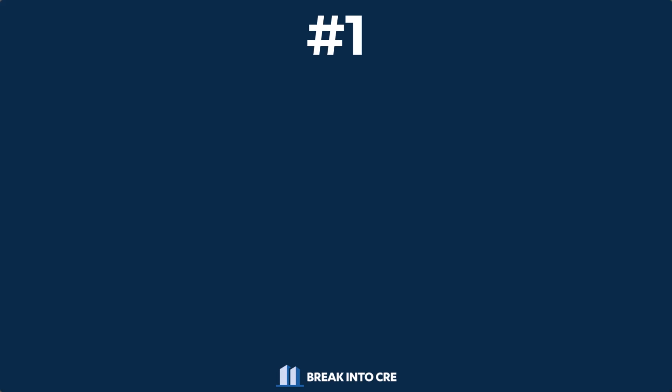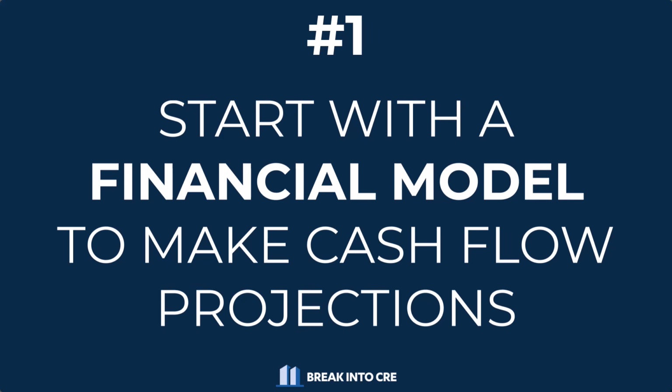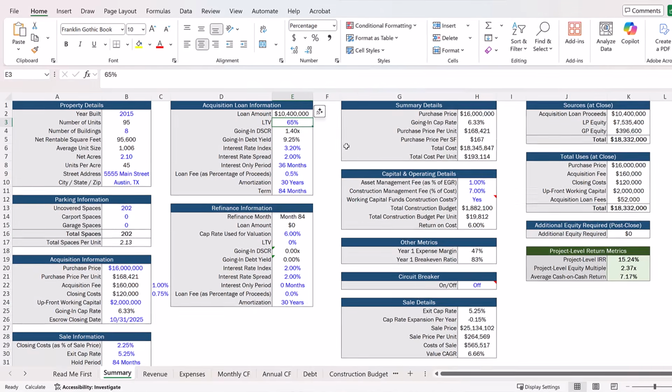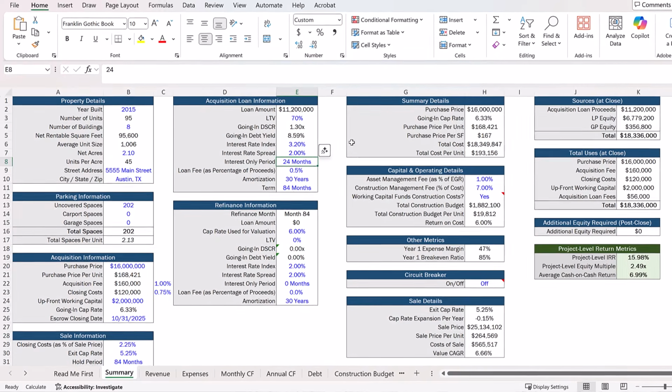So the first thing you'll need to get started with the real estate underwriting process is a financial model that you can use to create projected cash flows. This model also needs to be dynamic, meaning that the cash flow projections you create in this pro forma will automatically update as assumptions in the model are changed.